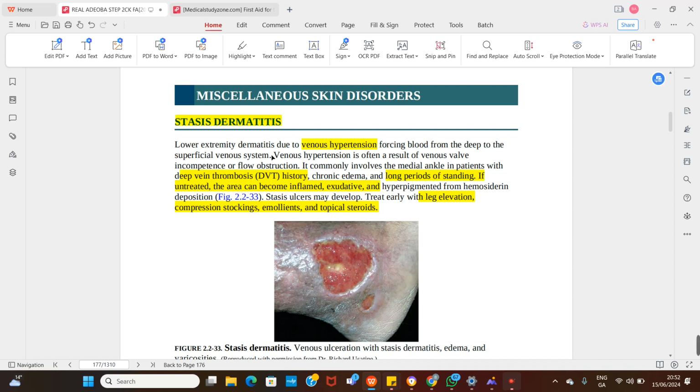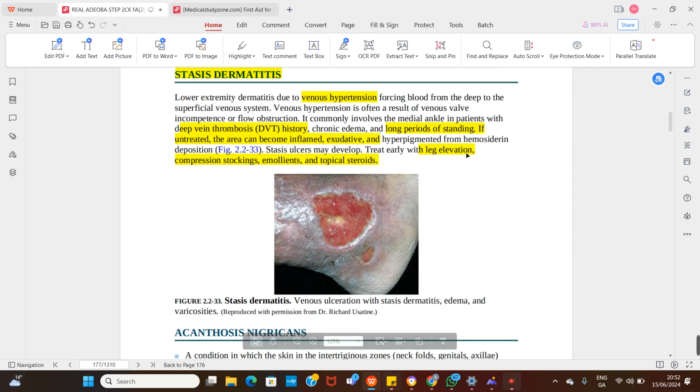How do you avoid all these things? How do you avoid your stasis dermatitis? You have to ensure early leg elevation. Elevate that leg, bring it up so that you can increase venous return, right? Apply compression stockings. Once you apply compression stockings, you are going to squeeze the veins and you are going to increase the venous return. Very important. You reduce venous capacitance. So when you reduce venous capacitance, they cannot have the capacity to accommodate blood. So that means that they will have to push the blood back to the heart, right?